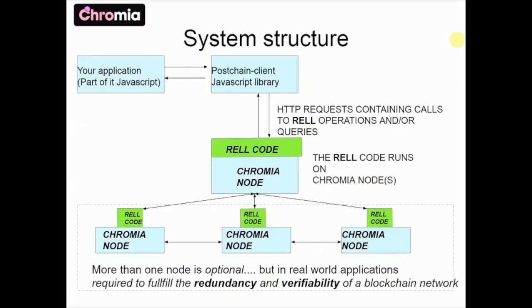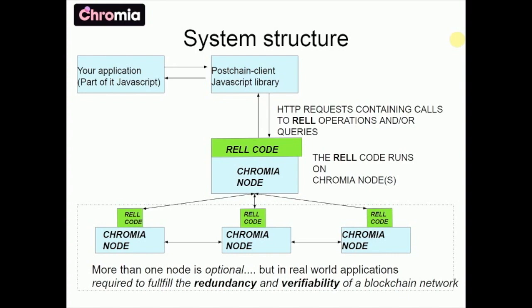So this is how it looks. Your application would use a library called postchain client. Postchain is an old name for a Chromia node, I would say. And with this library, you format requests and call the RELL operations that run on a Chromia node.